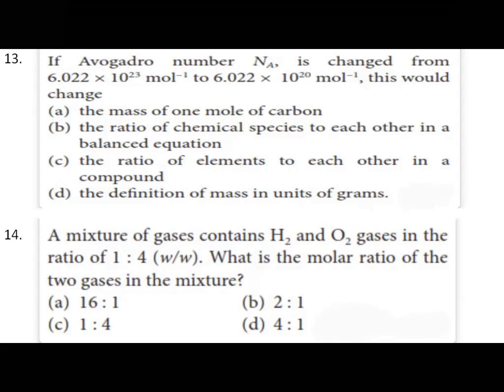Option B, the ratio of chemical species to each other in a balanced equation. Will it change? When you're balancing the equation, you will just see how many atoms of a particular element are there on the left hand side and the right hand side, that is on the reactant side and on the product side. So that will not change. The mass of 1 mole of carbon will change. Is it correct? Obviously that only should be correct. So let us see how that can be correct.